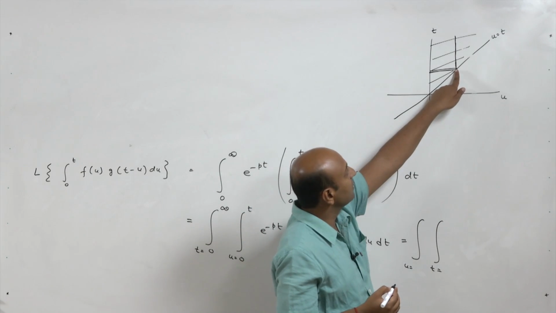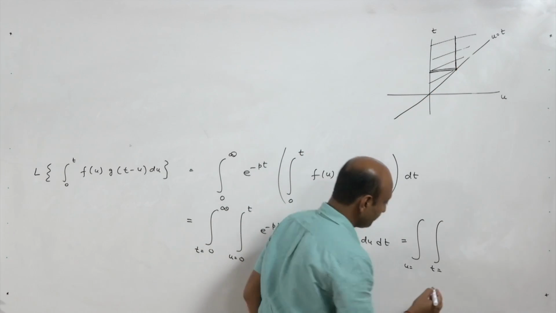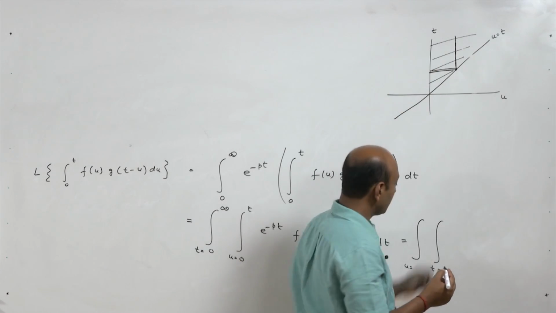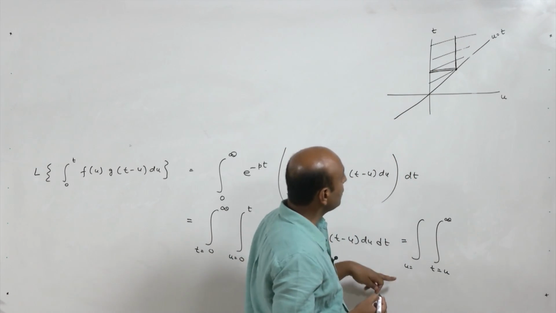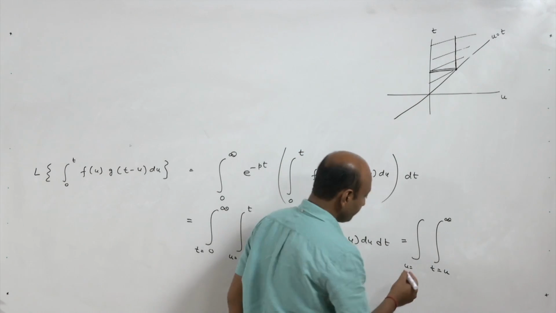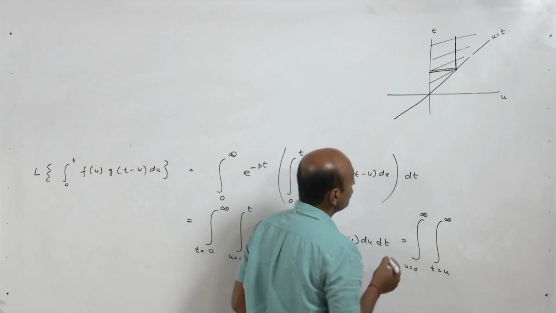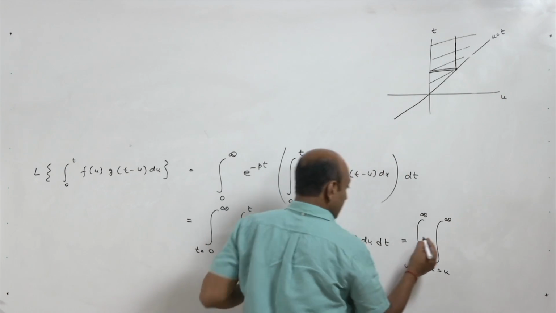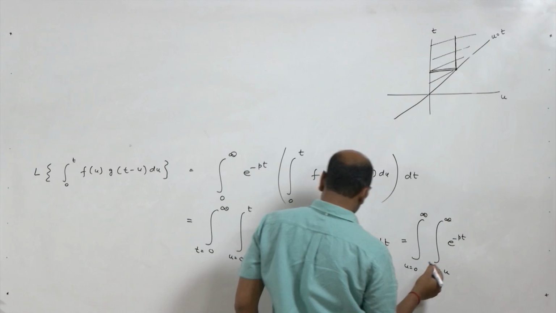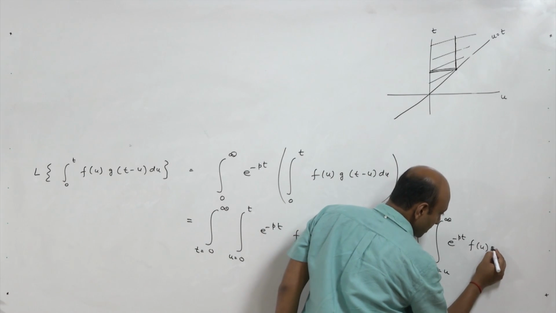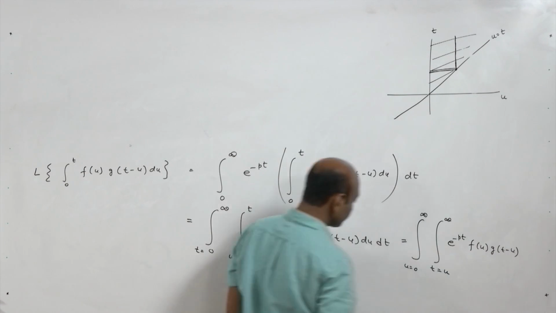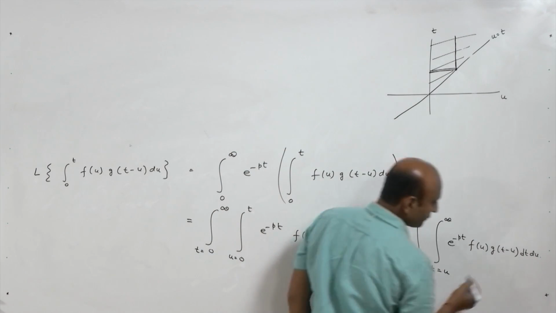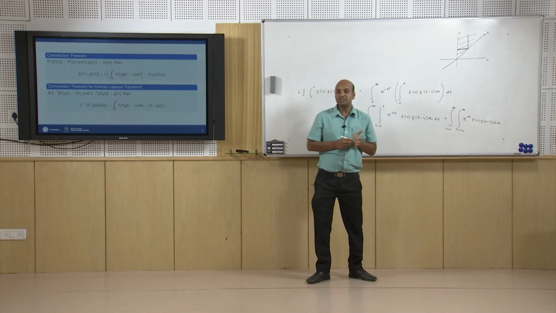Now what is t here? t here is u. What is the upper limit of t? It goes up to infinity, and u varying from 0 to infinity, entire range. Okay. So it will be e to the power minus pt, f(u), g(t minus u). Now it is dt into du. So this is how we can change the order of integration.